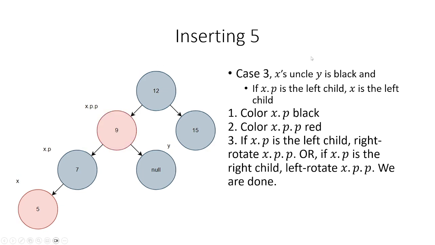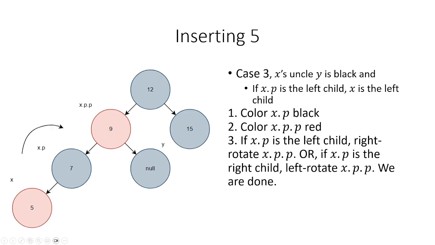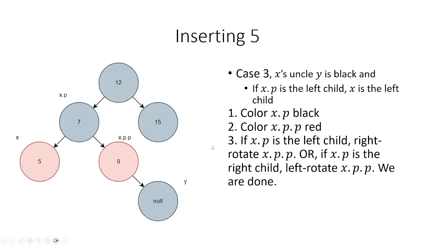You're going to color the grandparent red. And then if X's parent is the left child, you're going to right rotate the grandparent. Otherwise, if X's parent is the right child, we're going to left rotate the grandparent, and then you're done. So in this case, we're going to be right rotating because X's parent is the left child, and you're going to end up with something like this.